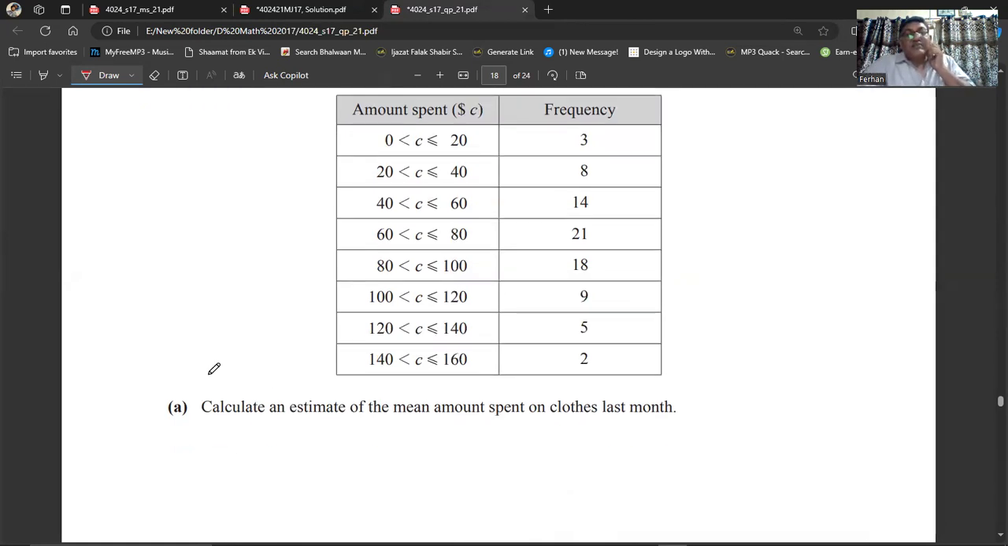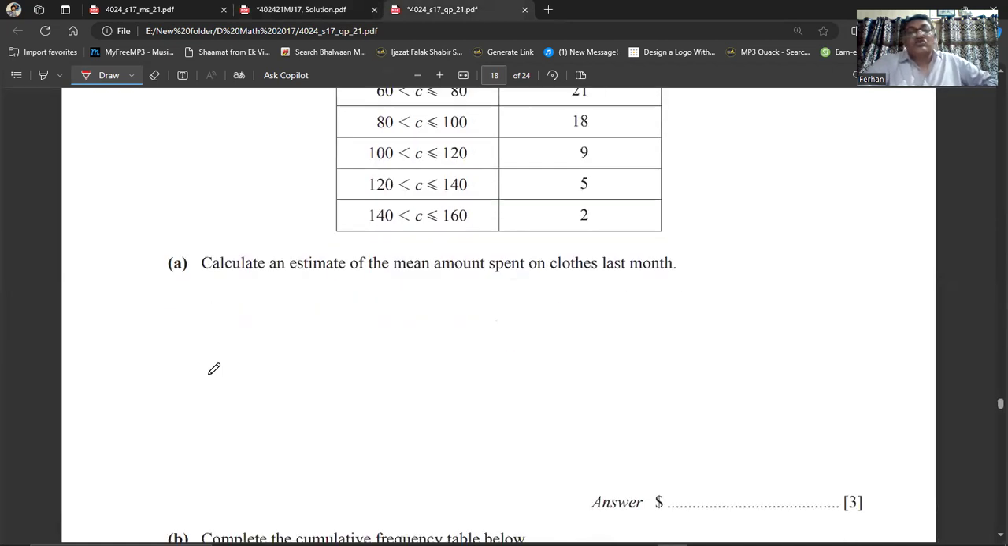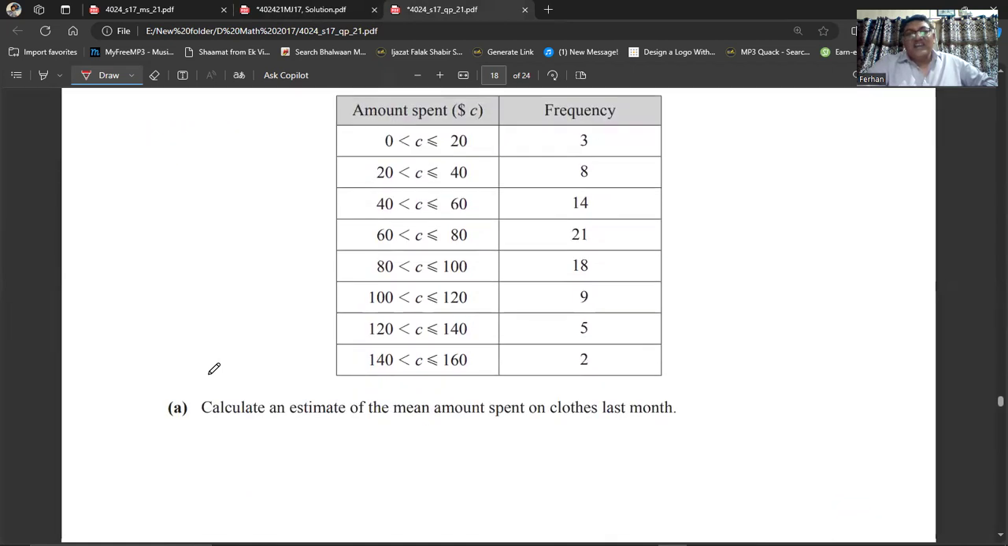Calculate an estimate of the mean amount spent on clothes last month. It's a 3 marks question. You see here we have the classes. You can find their mid values, that will be called x. Then you multiply that x with the frequency and you get fx. The mean is summation fx divided by summation f. This is the strategy. How do you find the mid values?